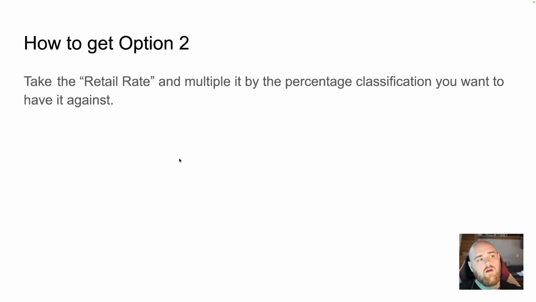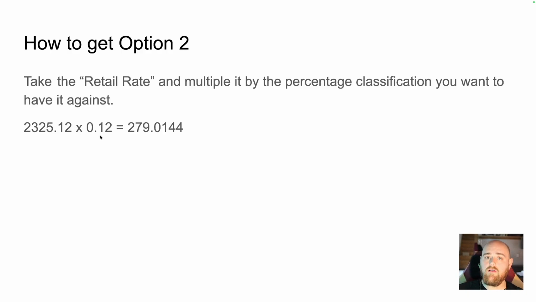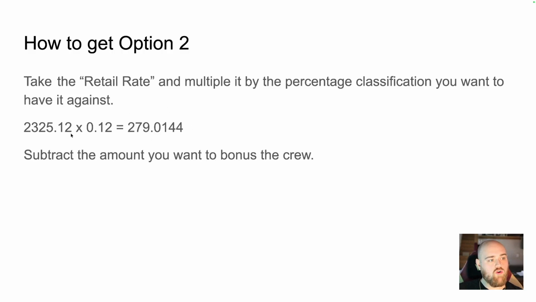So how to get option 2, we're going to start by taking the retail rate and multiplying it by the percentage of classification you want to have it against. So if you have 2 different classifications, both of which may use dehumidifiers or whatever plug-and-play item you've got, you would want to create 2, one for each of those classifications. So in this case, I'm taking the total amount that we're charging the customer for that dehumidifier. We're multiplying it by 12% because that is the percentage that I was using in that classification. This is going to give me this amount. Then I'm going to subtract the amount that I want to bonus the crew. In this case, $25.